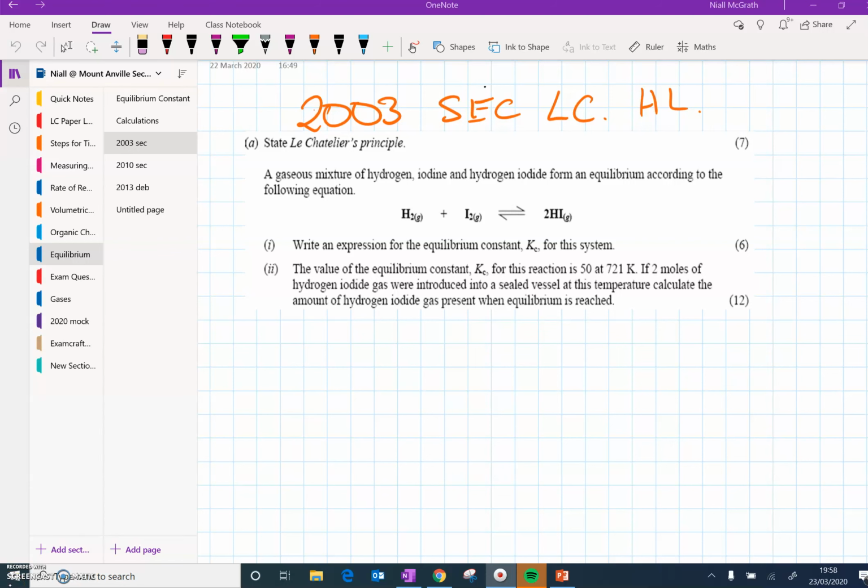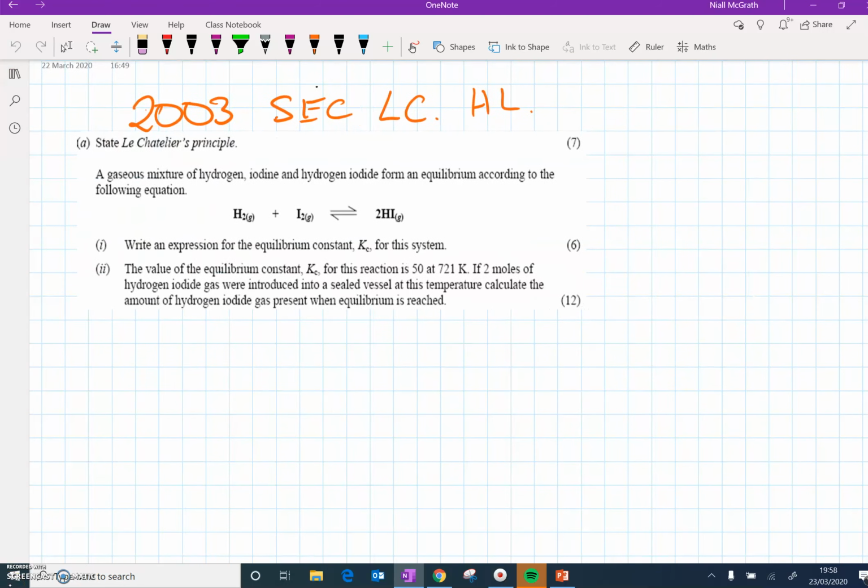Okay, in this video we're going to look at an example from 2003. In this question we know the value for Kc, the equilibrium constant, and we want to try and find one of our concentrations at equilibrium.